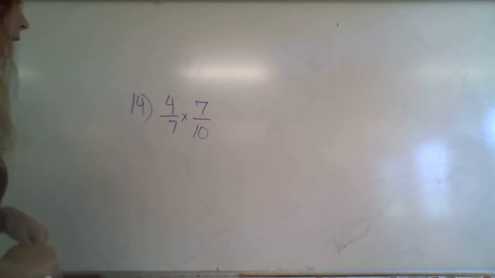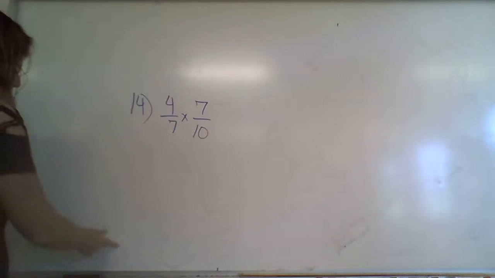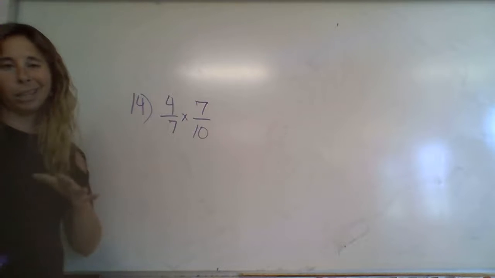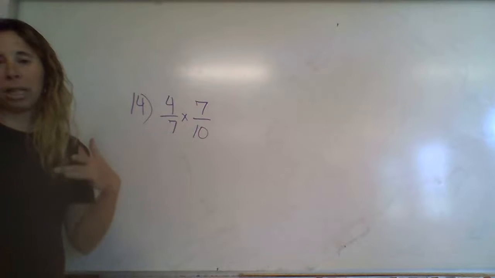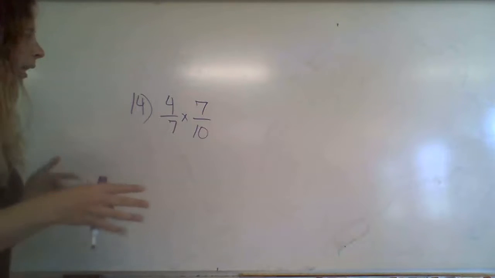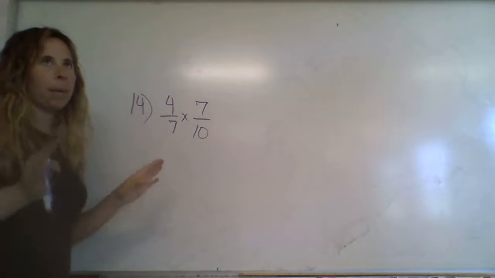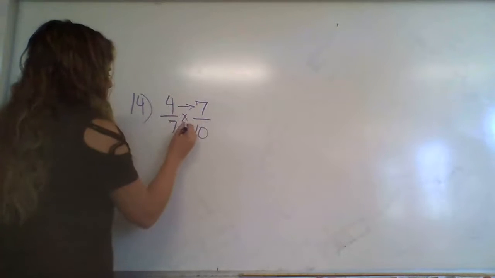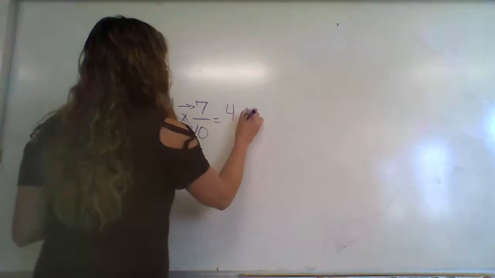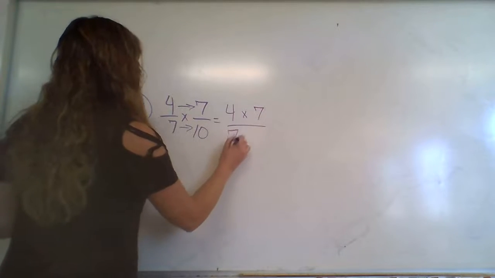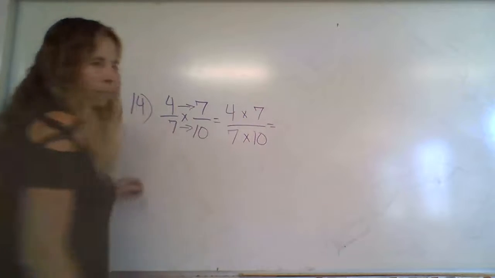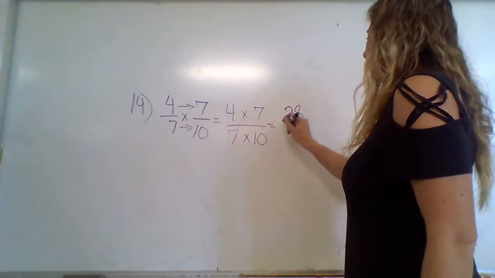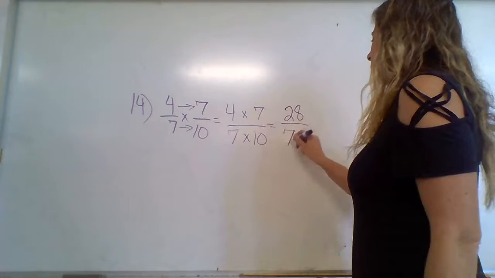You're multiplying fractions together. I'll do number 14 as an example. When you're multiplying fractions, it's pretty easy, all right? I think it's easier than adding, because adding, you have to find a common denominator. But when you multiply, you just multiply straight across. So I'm going to have 4 times 7 and 7 times 10. Now, 4 times 7, 28. 7 times 10 is 70.